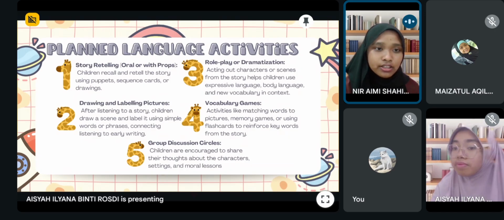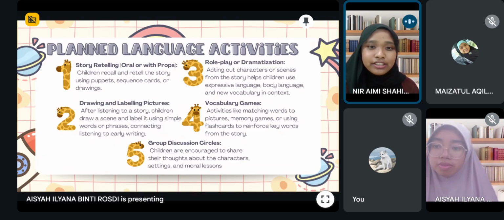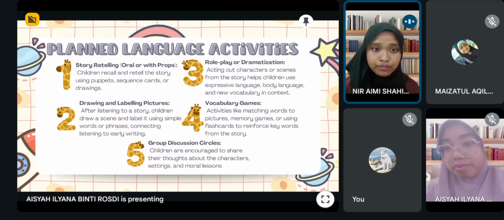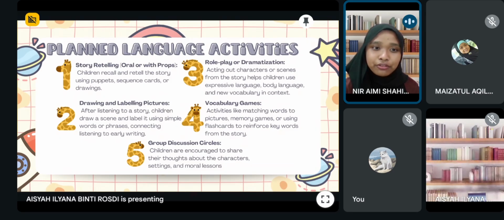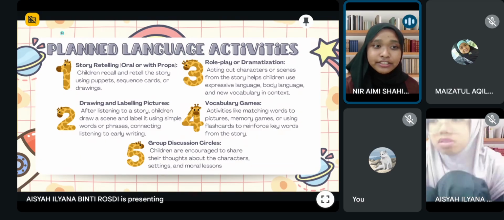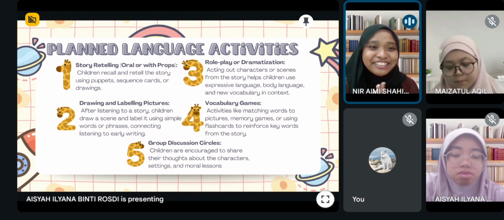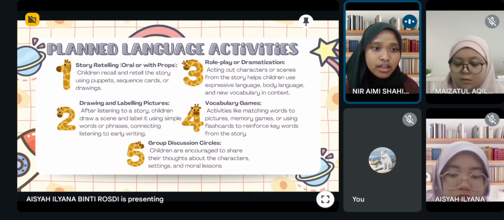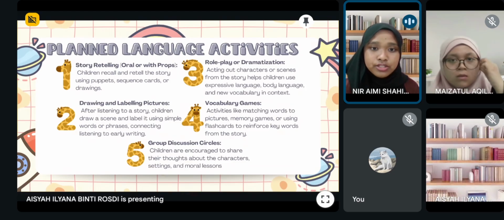Second, children can engage in drawing and labeling. After hearing a story, they can draw a favorite scene and label it using keywords from the book. This links listening and speaking with early writing and helps reinforce vocabulary. Third, we can include role play and dramatization. Children love pretending to be characters from the story. Acting out scenes using English phrases gives them a chance to use expressive language and build confidence in speaking.